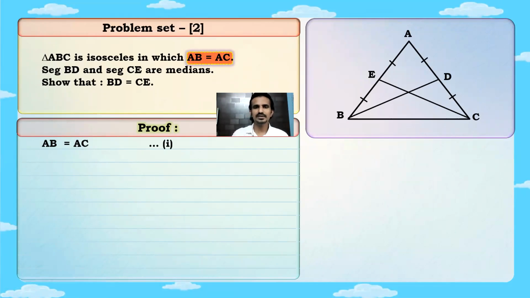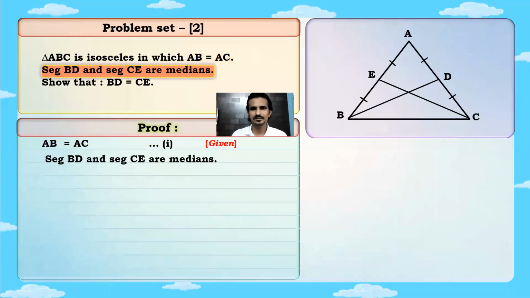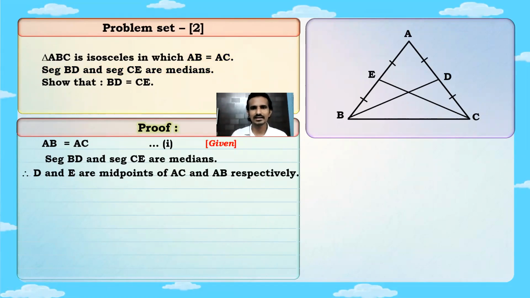So what will happen, since AB and AC are already equal and we have drawn the medians. So by drawing medians BD and CE, we get D and E as midpoints of AC and AB respectively. So D will be the midpoint of AC and E will be the midpoint of AB.